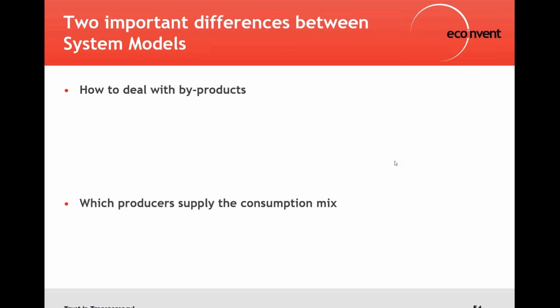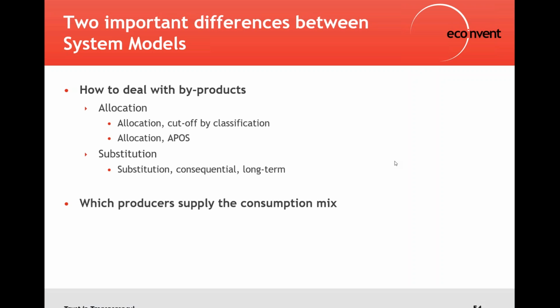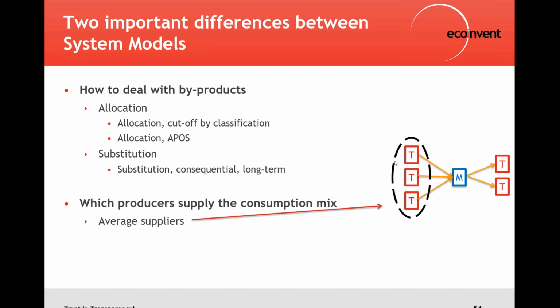So as you have already understood, there are two big sets of differences between the system models. There are two big decisions that you have to take when you are defining your modeling choices and your system models. One is, how do I deal with byproducts? And the other one is, which producers are supplying my market? Which producers are supplying my consumption mix? How to deal with byproducts? We have allocation or substitution. For allocation, we have two system models, as I have just mentioned, the cutoff and the APOS. And for substitution, we only have one, substitution, consequential, long-term.